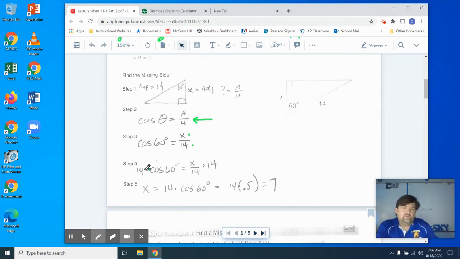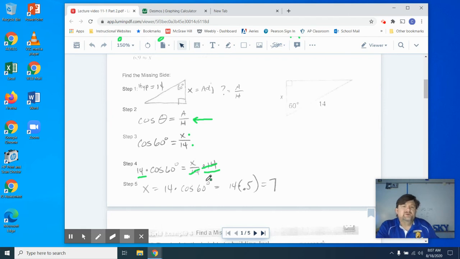So now we're solving for x, so we're doing our inverse operations. Since this is x divided by 14, how do I undo that? I multiply by 14 here, and I multiply by 14 here. Remember, these become 1. 14 over 14 is 1. So my answer is 14 times the cosine of 60.